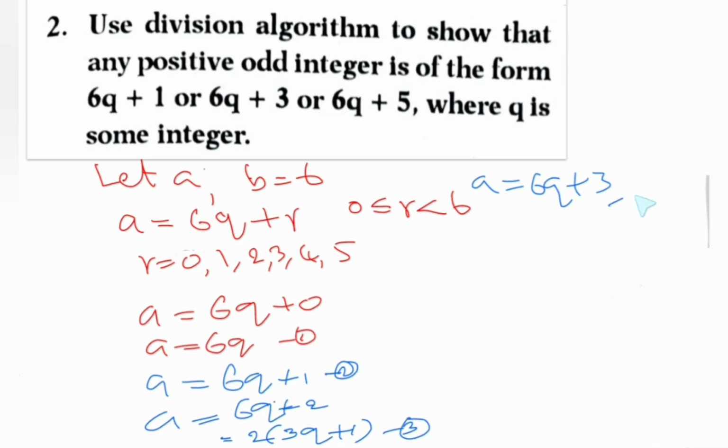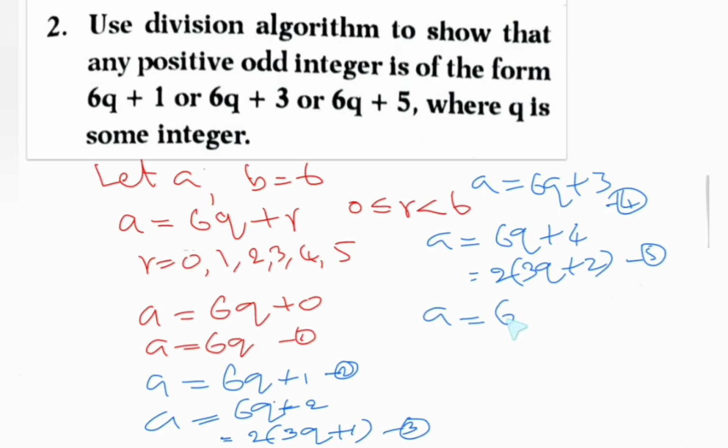This is number 4, and a is equal to 6q plus 4. That means 2 into 3q plus 2. This is number 5. This is 4, and a is equal to 6q plus 5. This is number 6.